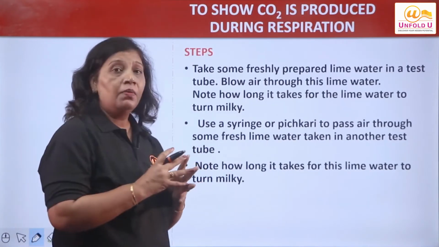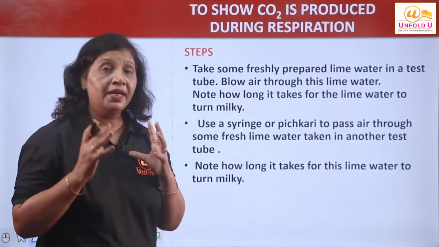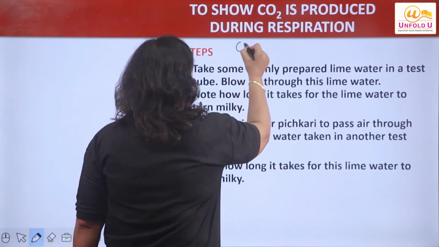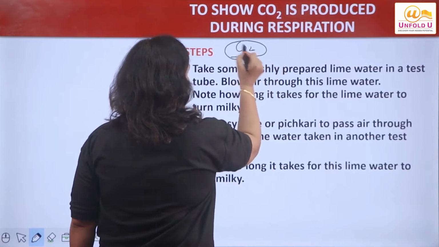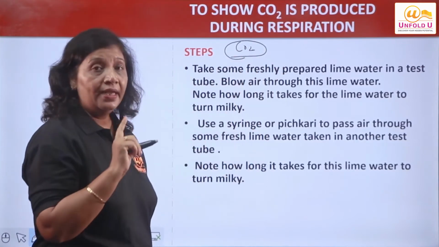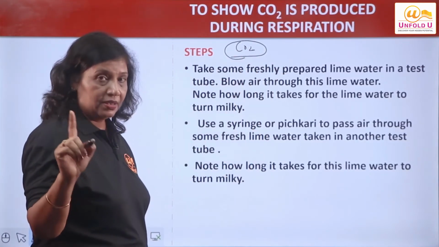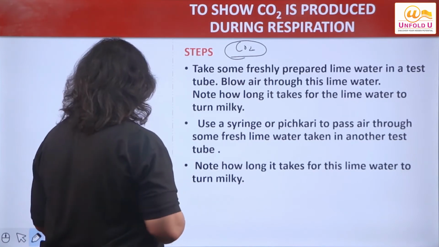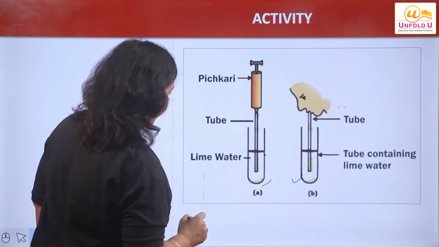Now let us perform an activity to show that carbon dioxide is produced during respiration. What is produced during respiration? We want to show carbon dioxide. And this carbon dioxide is taken up by photosynthesis. किस लिए? Food बनाने के लिए. Right? Now let us see what is happening in this activity.